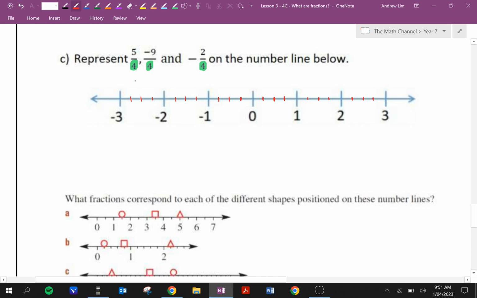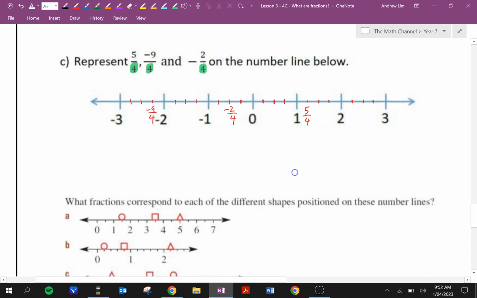Right, so 5 and 4. 1, 2, 3, 4, 5. Minus 9 and 4. Minus 1, 2, 3, 4, 5, 6, 7, 8, 9. Minus 2 and 4. Minus 1, 2. Okay, so remember each of these negatives, we're just going to move it left. So that tells us to move it left.